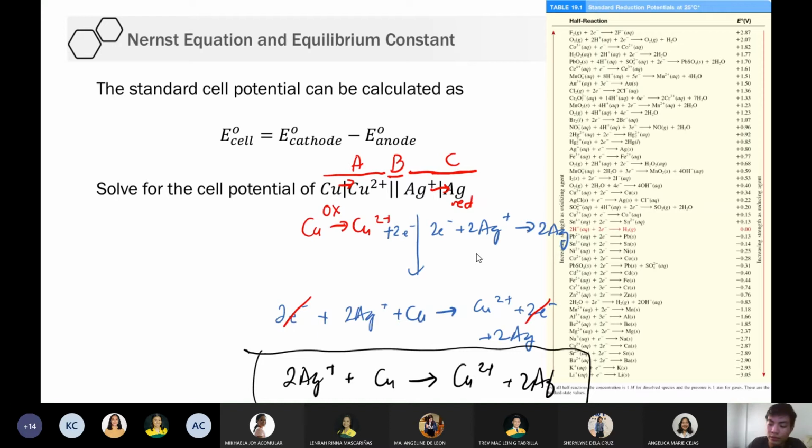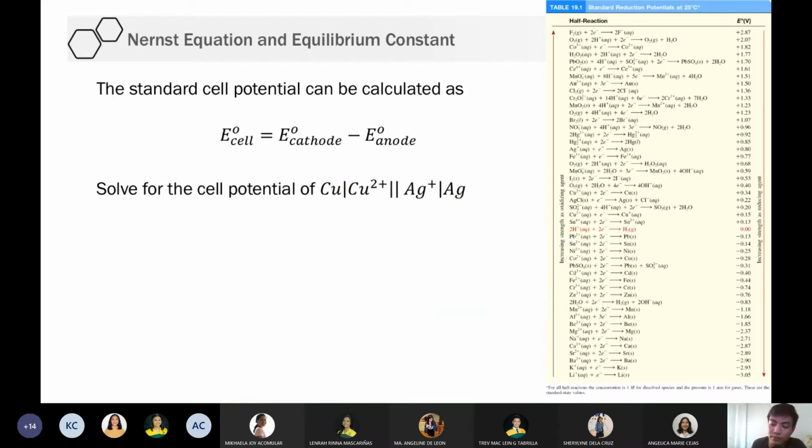Anyway, that was already discussed in lab, so let's skip that. Let us now solve for the cell potential. This was also discussed in lab, but let's assume it hasn't been taught yet. So how do we do this? You will find the cell potential for the anode and the cathode. Remember that your anode is the copper 2 plus, and your cathode is the silver plus.